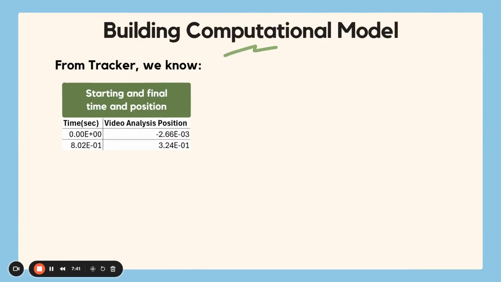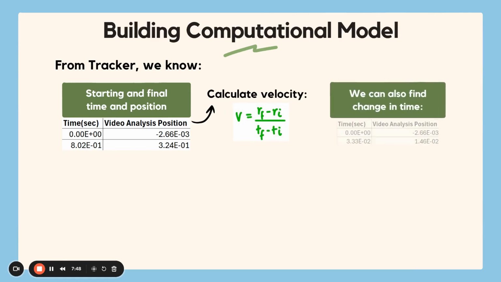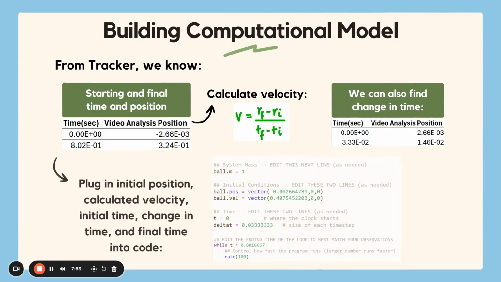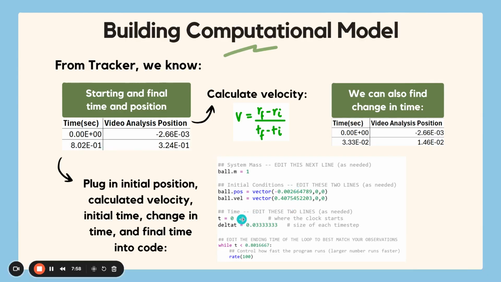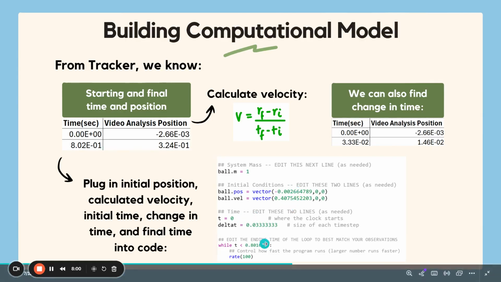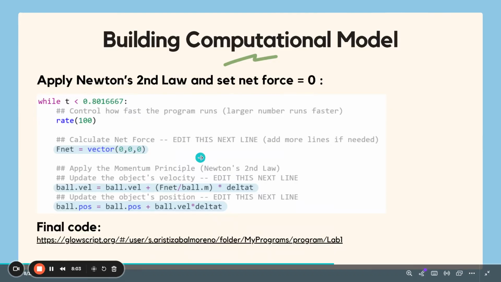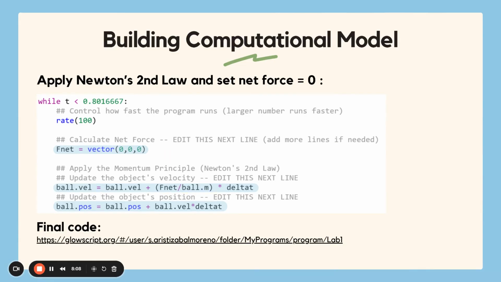So, from our data, we know the starting and final time and position. We use this to calculate velocity using this formula. Additionally, we can also find the change in time, which is the time between each of the data points recorded. We then plugged in initial position, calculated velocity, initial time, change in time, and final time. Then we applied Newton's second law here and set the net force to 0. By running this code, we got a series of numbers that indicated the position of the center of mass at each timestamp according to the ideal modeling of the motion we observed.